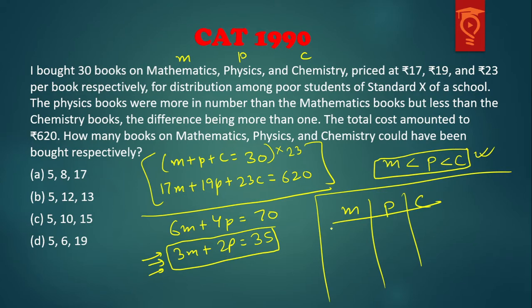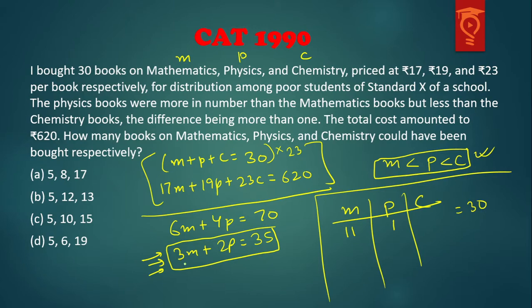So I can see that if I take 11 math books, an extreme value, and just one physics book, I can have this 35. Okay, and we know that the sum of the three books is going to be 30, so we can also find the number of chemistry books. But in the first place, I am going to discard this pair because the physics books were supposed to be more than the number of maths books.